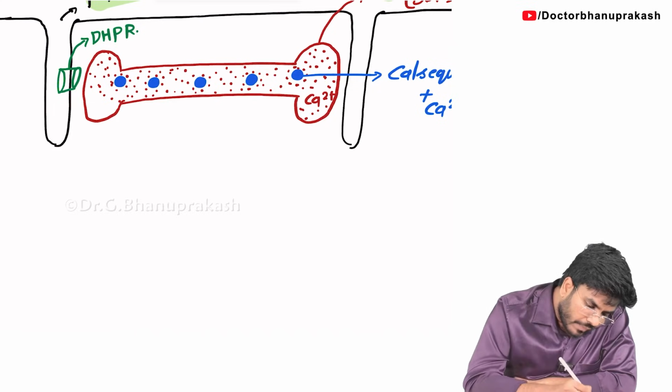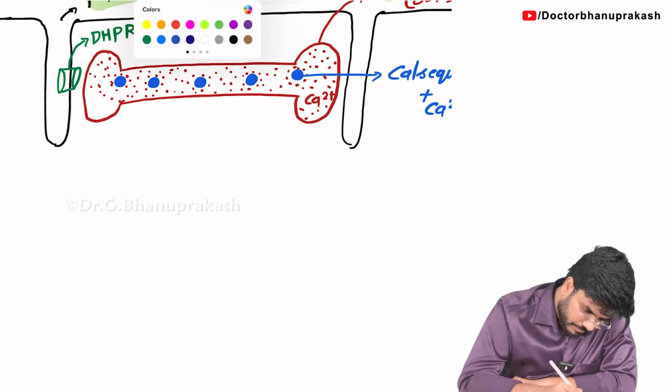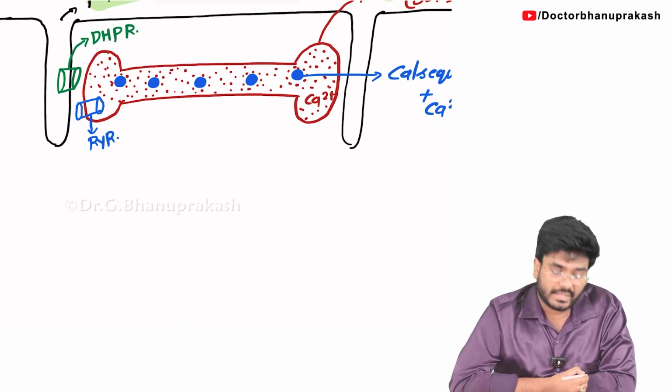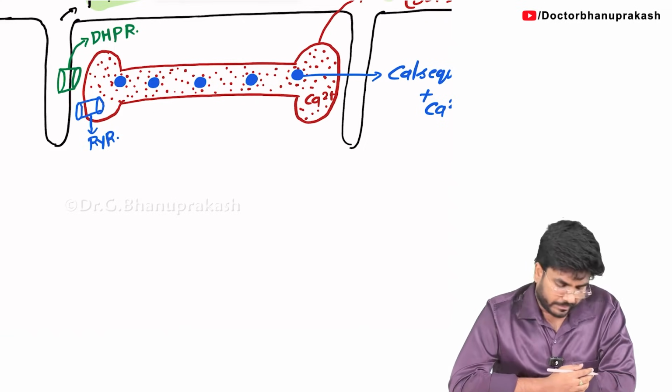T-tubule. And on the L-tubule, there is one more channel, which I am showing here in the blue color. This channel is called the RYR channel. RYR, ryanodine receptor. Ryanodine receptor, DHPR and RYR.